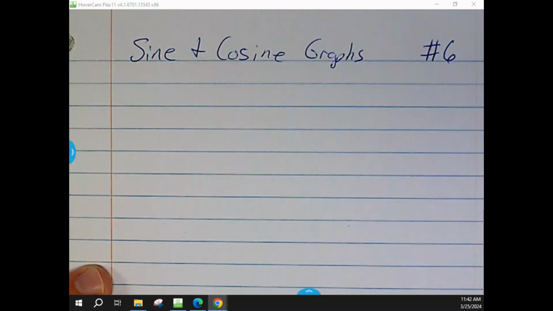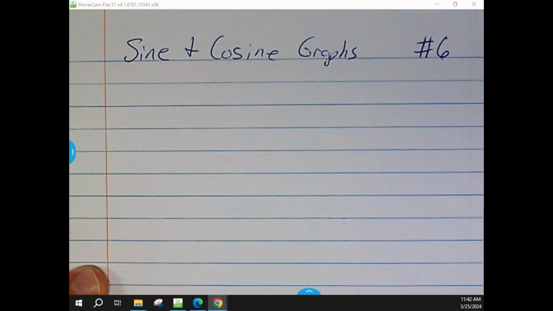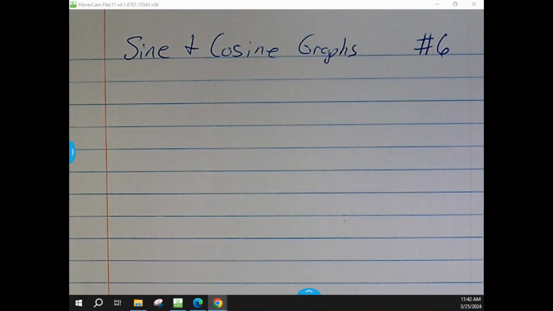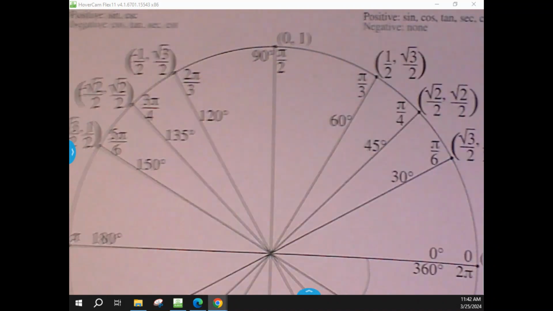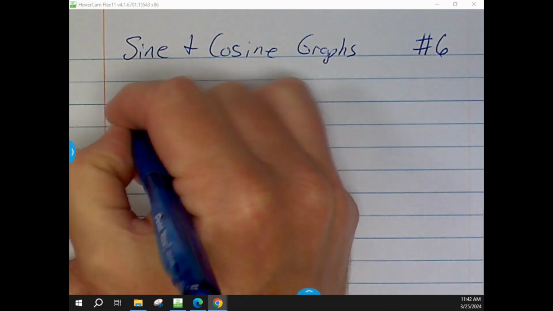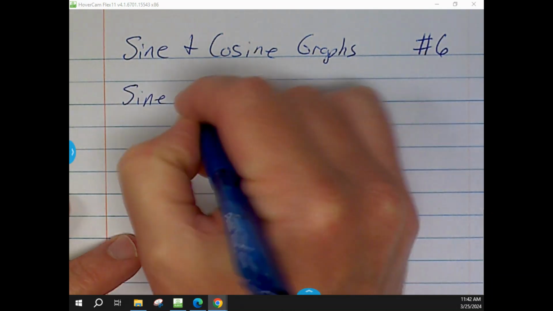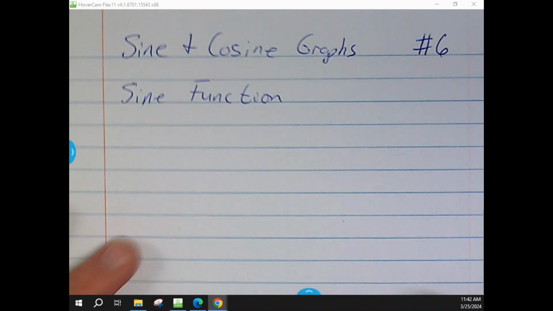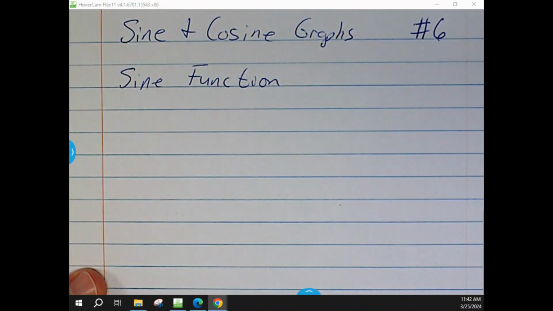Okay, so for sine and cosine graphs, what we're basically doing is taking the unit circle that we had back here, and instead of this being on a round circle, we're actually going to put it on a number line. So we're going to show you how to get through that. The two graphs are really similar. The only big difference between the two graphs is where they start.